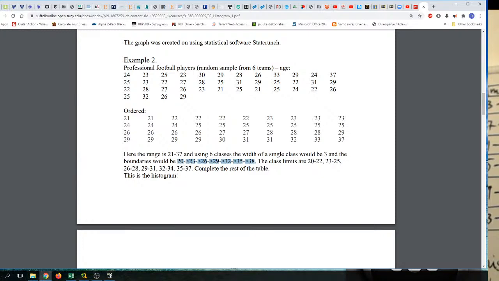So I have from 20 to 23, that's the first class. From 23 to 26, that's the second class. From 26 to 29, that's the third class. From 29 to 32, the fourth class. From 32 to 35, the fifth class, and the last class is between 35 and 38.